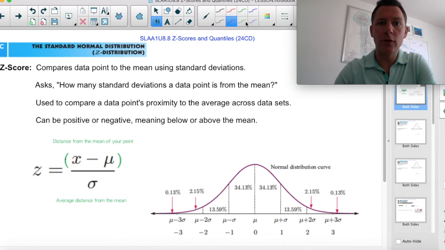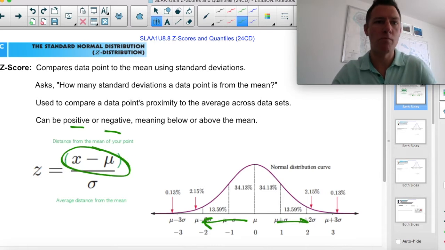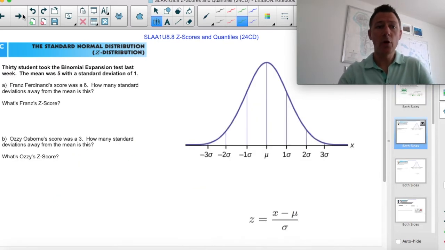So if you looked at your z-score, which is how many standard deviations you are above the mean, if you get a negative value, it means you're below the mean. And if you get a positive value, it means you're above the mean, and that comes in with this subtraction. Okay, so let's try it out.